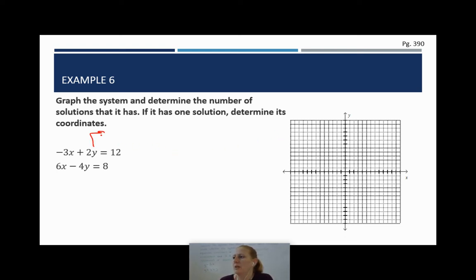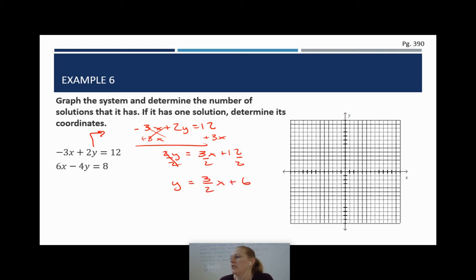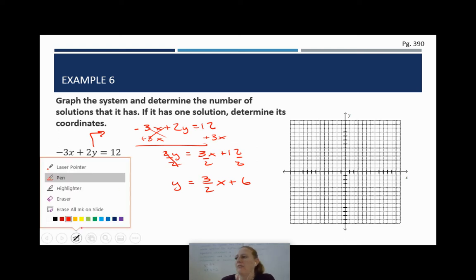I'm going to start with this one here. So -3x plus 2y equals 12. We had this happen to us yesterday as well, if I recall. So I'm going to add 3x to both sides. And I now have 2y equals 3x plus 12, since that is a positive 12. I'm going to divide everybody by 2. And I have y equals 3/2 x plus 12 divided by 2 is 6. So that's going to make that one way easier to graph.